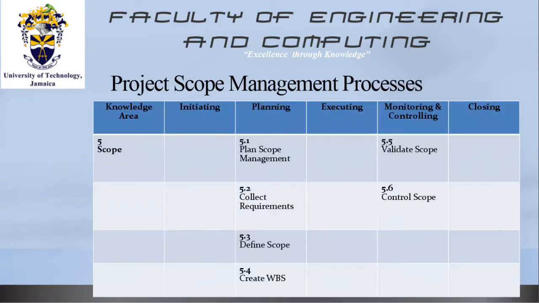Okay? When we think of project scope management, there are six processes, and if you notice, four of these processes are under the planning process group, whilst two are under the monitoring and control process group. We are going to be looking at three of them today: plan scope management, collect requirements, and define scope. And these three we will do, recognizing that in tomorrow's class, we want to spend a lot of time looking at create WBS. Very important.